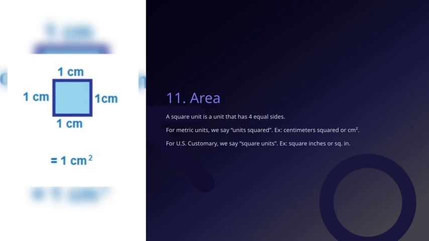In the US customary system, we usually say square units, such as square inches or sq in. This terminology is common when working with measurements in inches or feet. The key idea here is that, whether you're using metric or customary units, the concept of squaring the unit helps us clearly communicate the size of a surface. Understanding these differences makes it easier to compare measurements and ensures we're all on the same page, no matter which system we're using. This is an important part of grasping how we measure and describe space in various contexts.